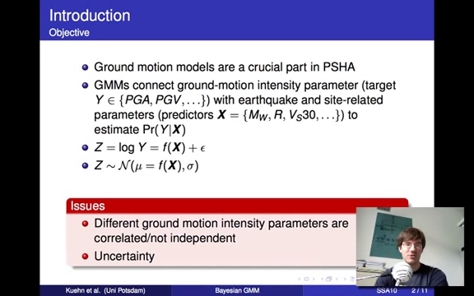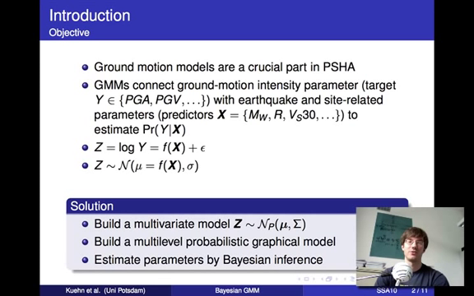And this representation of a ground motion model, of course, neglects that different ground motion intensity parameters are actually not independent. They are correlated. For example, if PGA is large, we expect that probably PGV is also large. And another issue in this context is that there's of course a lot of uncertainty, in the function parameters, in the function itself, in the predictor variables, and we're going to try to address some of these issues.